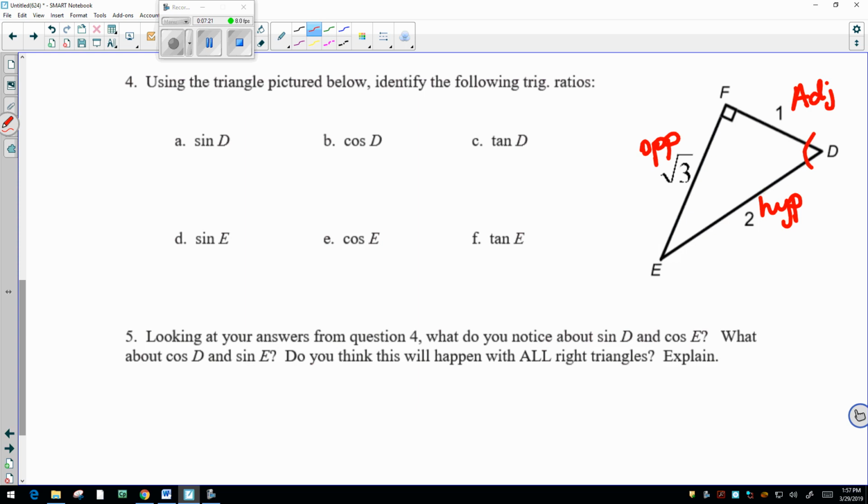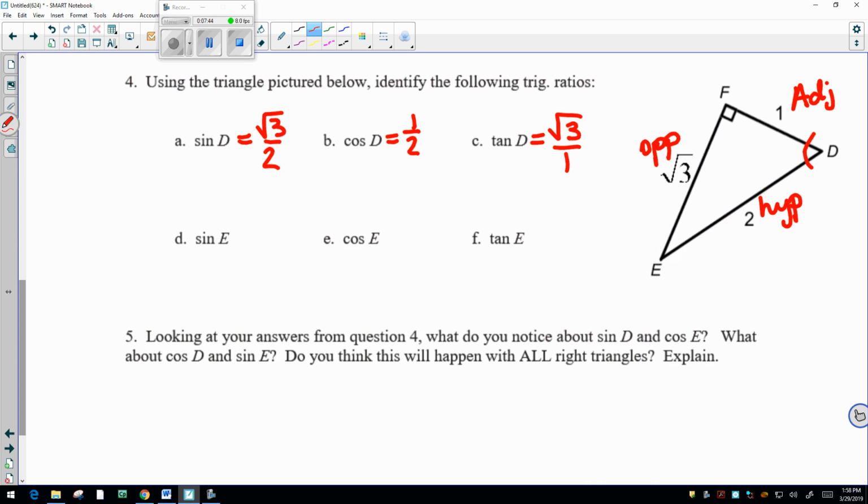So the sine of D, sine is opposite over hypotenuse. So that's going to get us the ratio square root of 3 over 2. Cosine of D is adjacent over hypotenuse, so we get the ratio 1 over 2. And tangent of D is opposite over adjacent, so we get square root of 3 over 1.